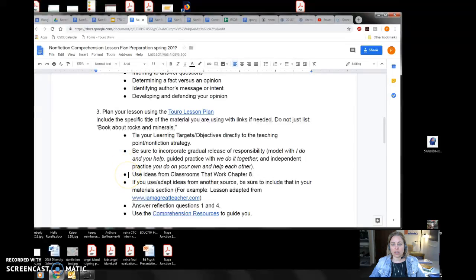You can use any of the ideas from Classrooms That Work Chapter 8. You're going to be talking about those in your discussion for this week. So feel free to use and adapt any of those ideas, those lesson frameworks that were presented in the chapter.